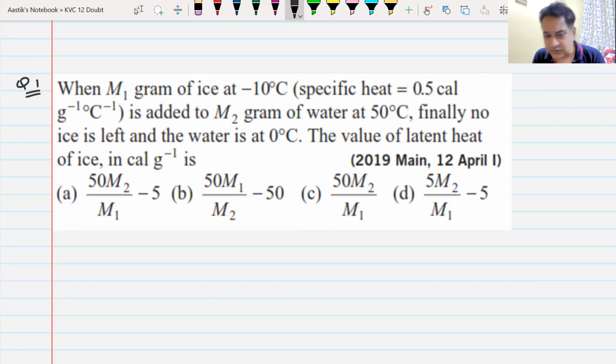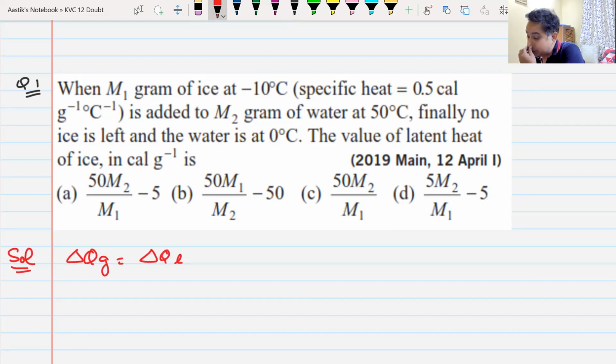How are we supposed to do this? So basically, what you have to do is apply the same concept of what? Delta QG is equal to delta QL. Now, who is going to gain heat? Who is going to lose heat? Obviously, we have ice and water. So ice is the one that is going to gain heat.